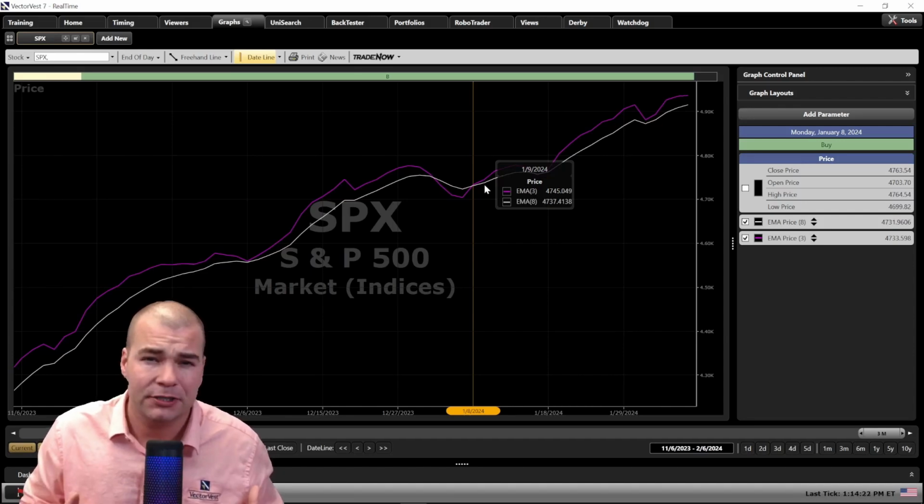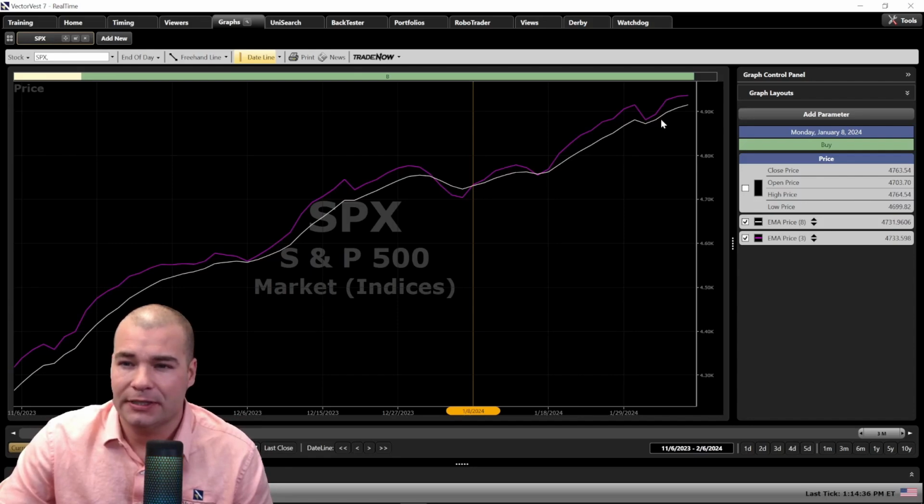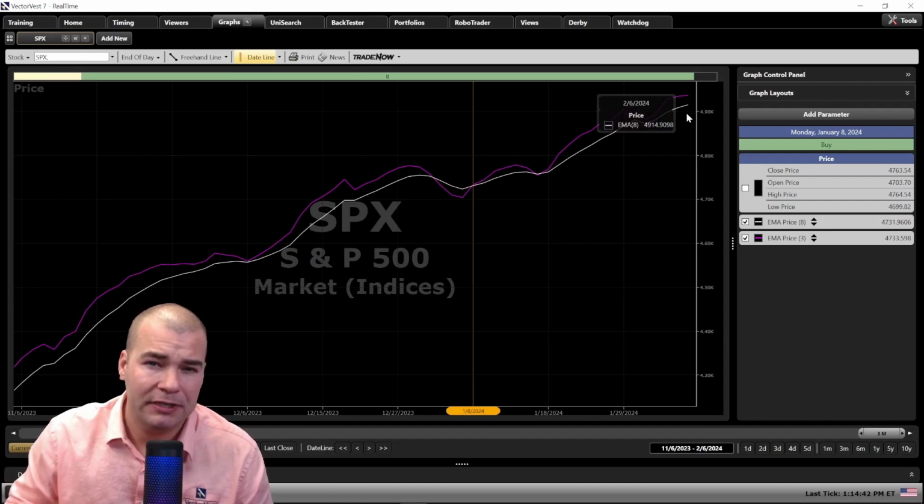You just want to protect yourself against downturns in the market if you're not hedging your portfolio through some kind of contracts or option strategy in general. Now, as we close in the present day here, we can see that the 3 remains above the 8-day exponential moving average, confirming this bullish momentum to the upside.